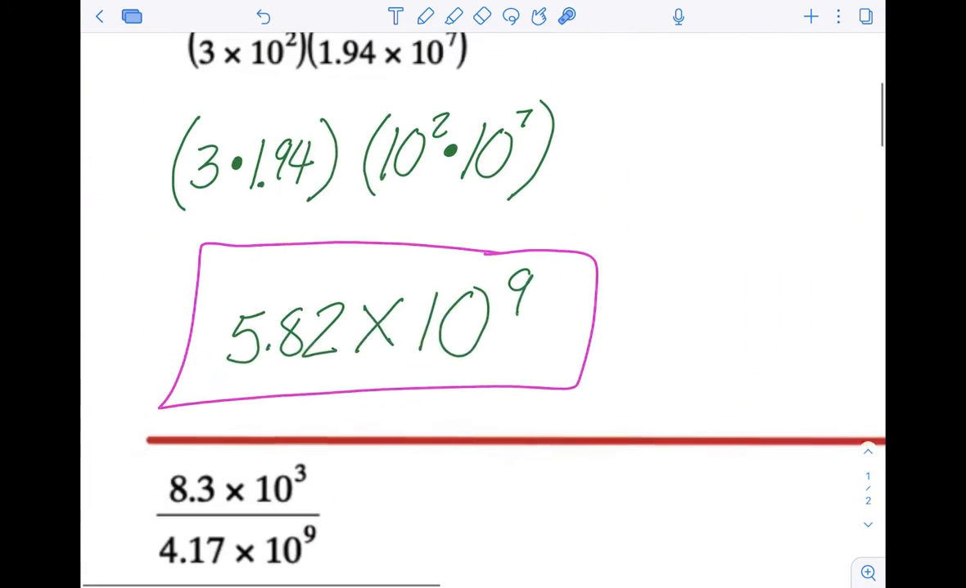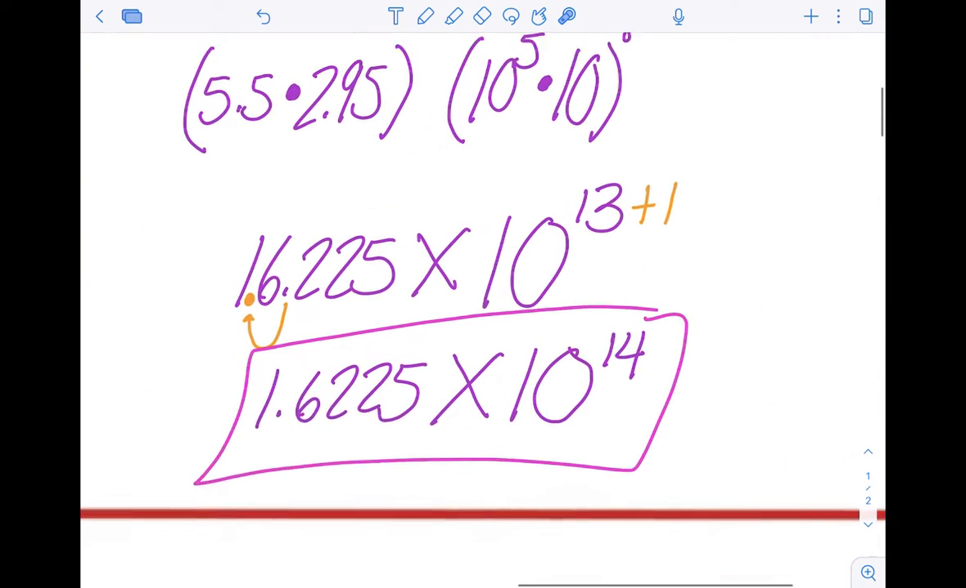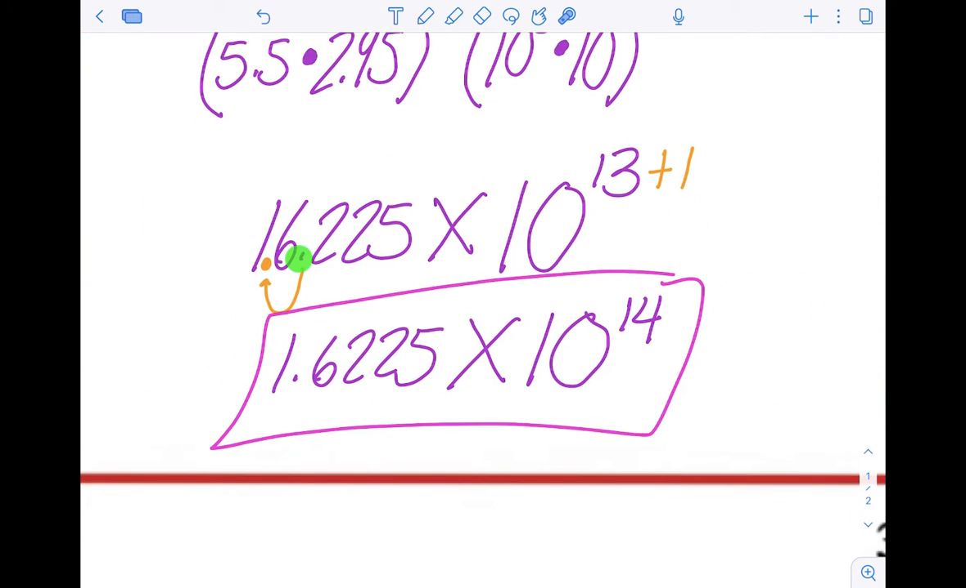Now, if you notice on number 1, you're thinking, Mister, you didn't move anything on number 1, because check it out. This was already 5.82. The decimal is already between the first and the second number. There's no need to move it. But on the second example, the decimal was between the second and third. So I had to move it here so it could be between the first and the second.